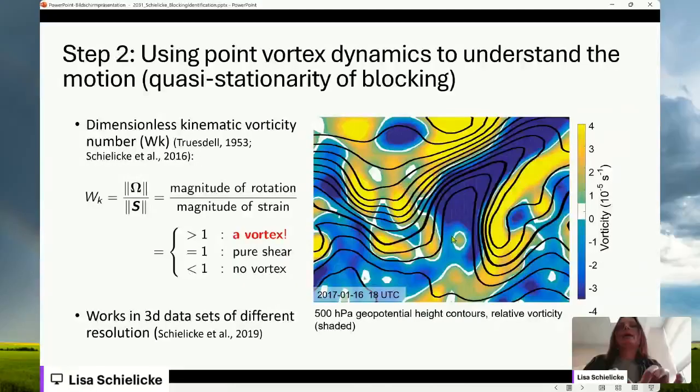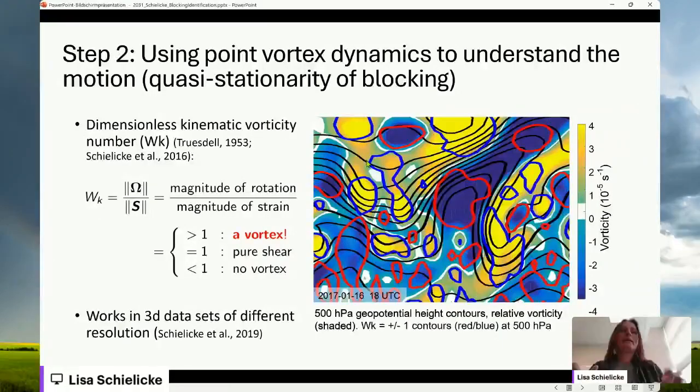Contours, and the colors are the relative vertical vorticity, with blue negative or anticyclonic and yellow cyclonic ones. I use the kinematic method, which is also relatively old, from Truesdell, proposed in 1953, and it evaluates at every grid point in the field the magnitude of the rotation and the magnitude of the strain. If the rotation is larger than the strain, then we say it's a vortex. If it is exactly one, kinematics shows us that this is an exactly pure shear, and if it's smaller than one, deformation prevails, and I say it's not a vortex.